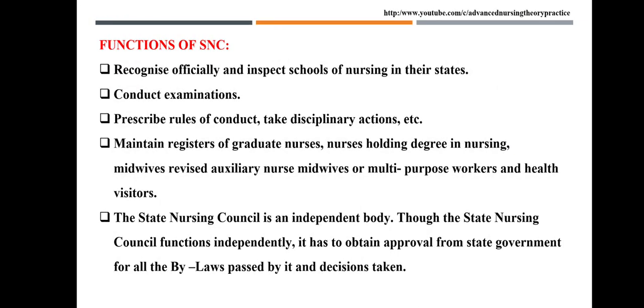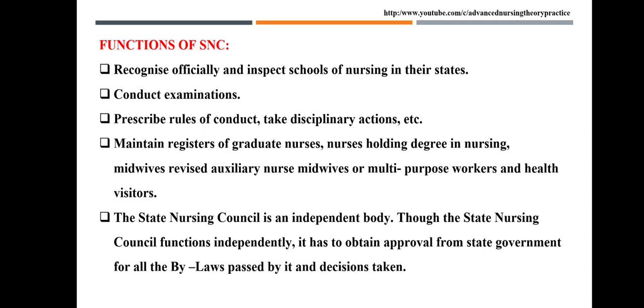So, what is the function of state nursing council? Number first is to recognize officially and inspect schools of nursing in their states. We can say that state nursing councils have the control over schools and colleges that are functioning within their jurisdiction. Then number next is to conduct examination for various courses, be it A&M course, GNM course, BSc nursing course, etc. Then they have to prescribe rules of conduct and take disciplinary action against those who do not abide by the rules and regulations of the state nursing council.